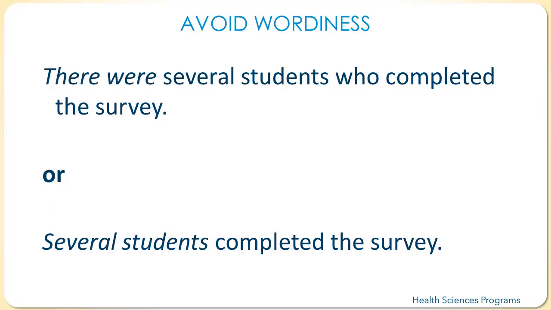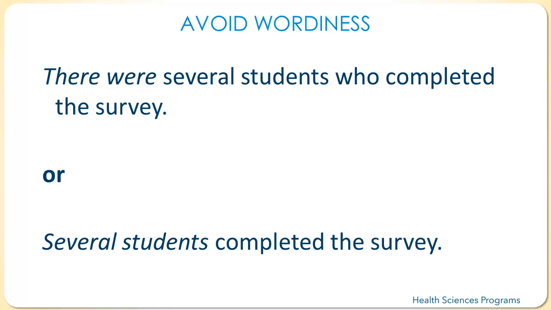APA style recommends economy of expression. This is on page 67 of the manual. Economy of expression means that you say only what needs to be said, which helps to ensure the readability of your document. To ensure economy of expression, try the following. Avoid wordiness. Look at the example provided.